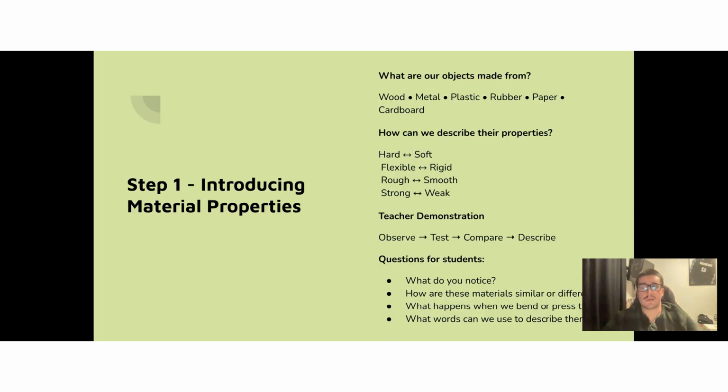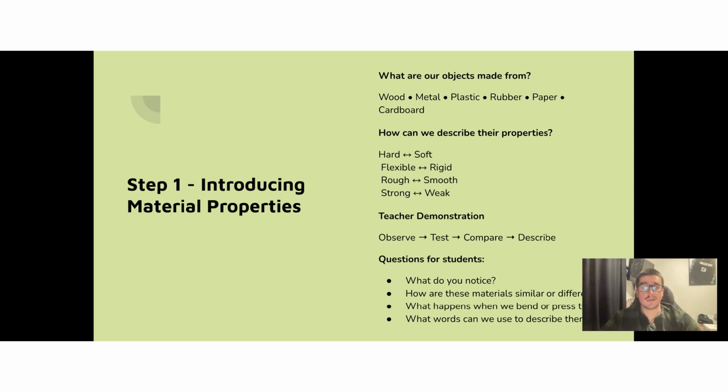The first step is introducing material properties. As a teacher, I would show students several of the materials and model how we can observe and safely test them. For example, I might compare cardboard and a wooden block. I can demonstrate that the cardboard can bend quite easily, while the wooden block is much more rigid. I'd introduce the property pairs shown on the slide, such as hard and soft, flexible and rigid, rough and smooth, and strong and weak.